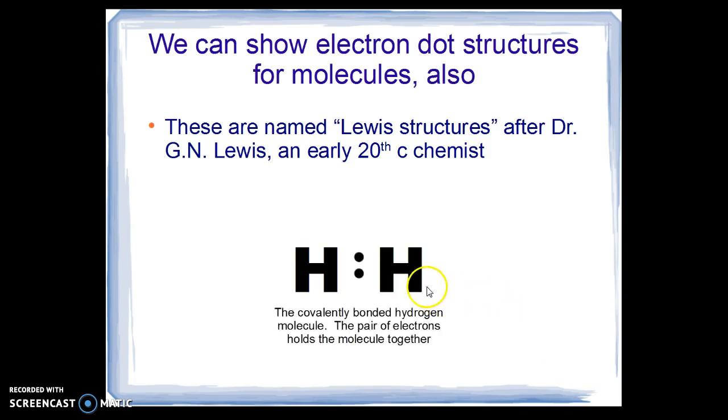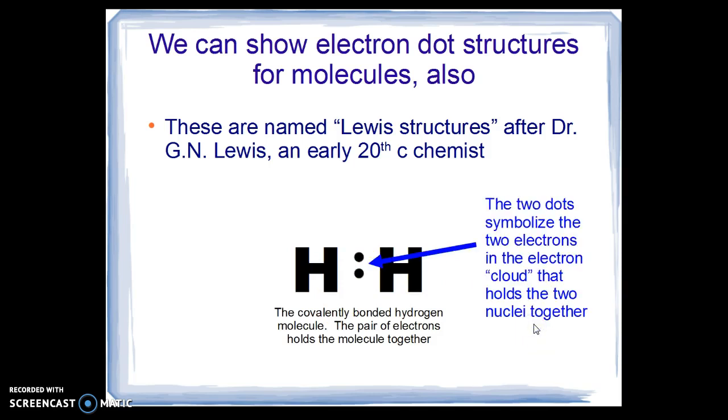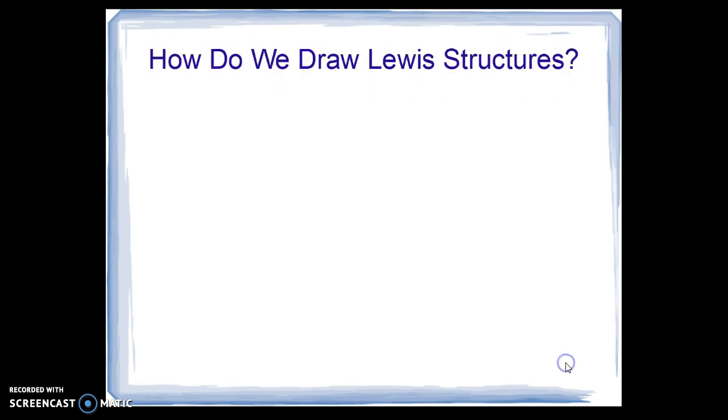This shows two electrons being shared by two hydrogen atoms. The pair of electrons holds the molecules together because they're attracted to both nuclei. This is a covalent bond using a Lewis diagram. The two dots symbolize the two electrons in the electron cloud you saw in the mosquito graph a couple of slides ago. And the electron clouds are holding the nuclei together.